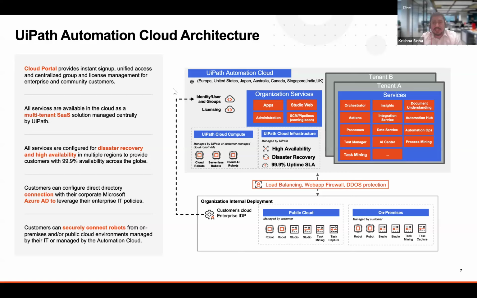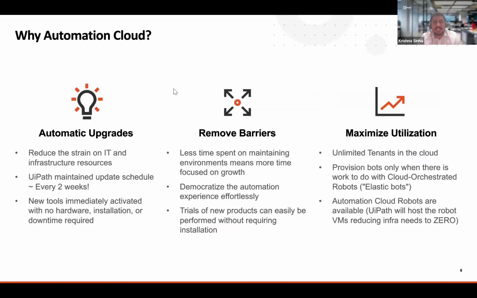Moving ahead to the next, why we should consider automation cloud. In automation cloud, we have automatic upgrades, which reduce the strain on IT and admins for managing infrastructure resources. There is an update every 2 weeks, a scheduled update, so you will get the latest update all the time. New tools will be easily available, and you can activate them as per your needs. There is no hardware or software installation required separately, so it can be done by any business user. There are not many technical requirements on that side.